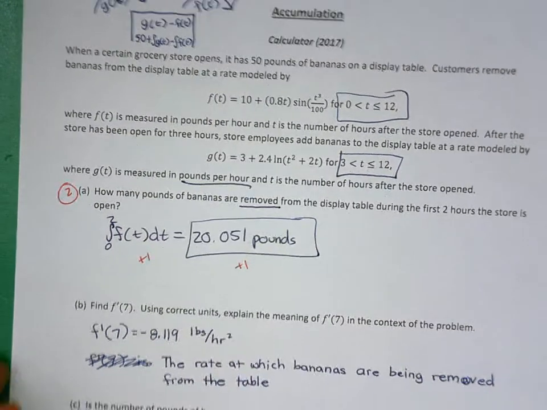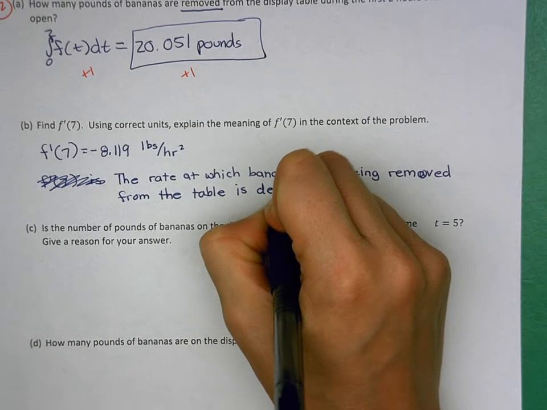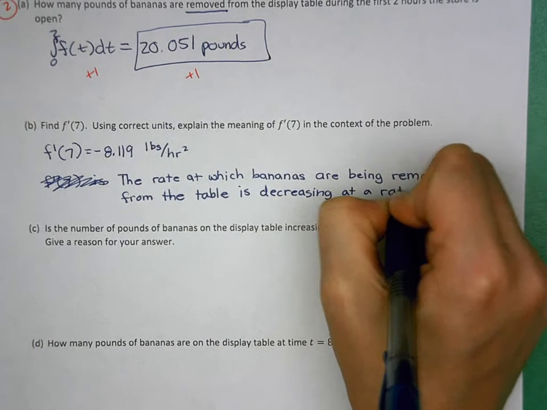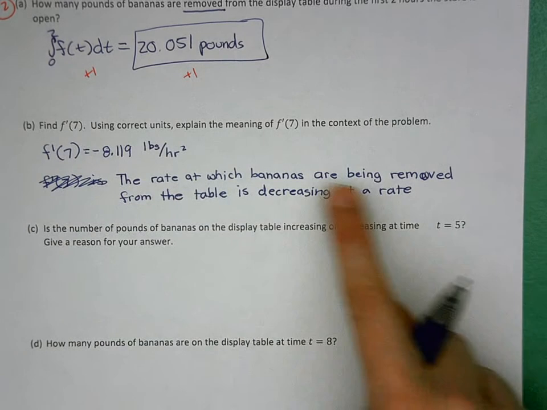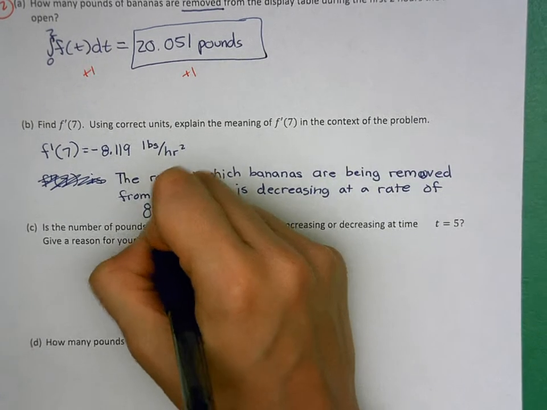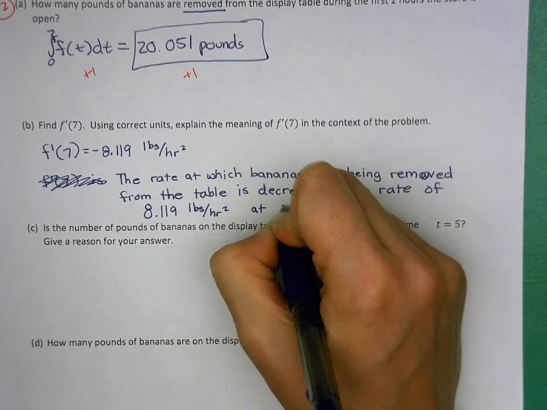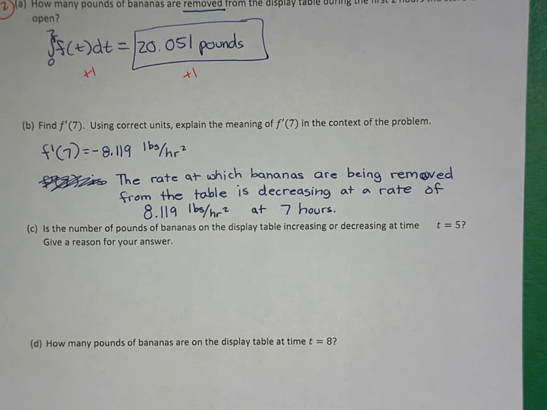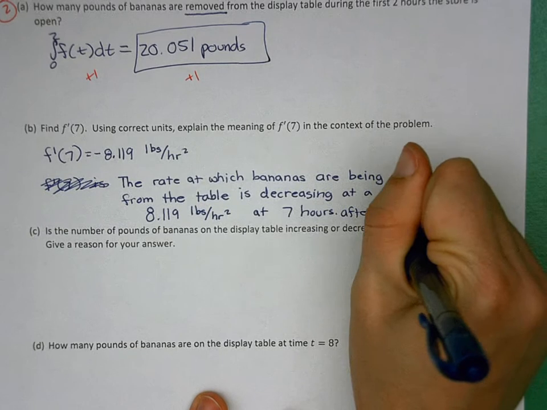So I've just said f is, I'm going to say decreasing, so I won't use the negative, is decreasing at a rate. So that's my f prime. That's the prime bar, right? Negative f prime of 8.119 pounds per hour squared at 7 hours. Okay? Or maybe at 7 hours after the store opens, after store opening. I'll add that in as well.